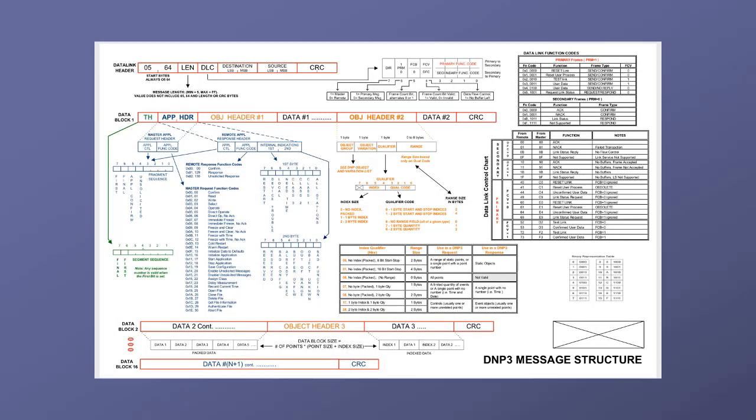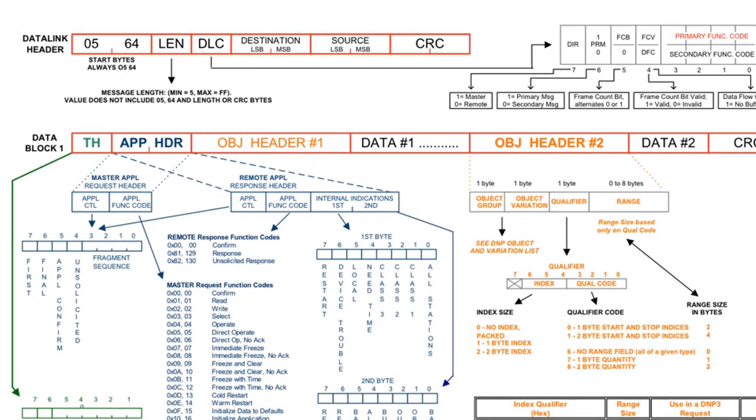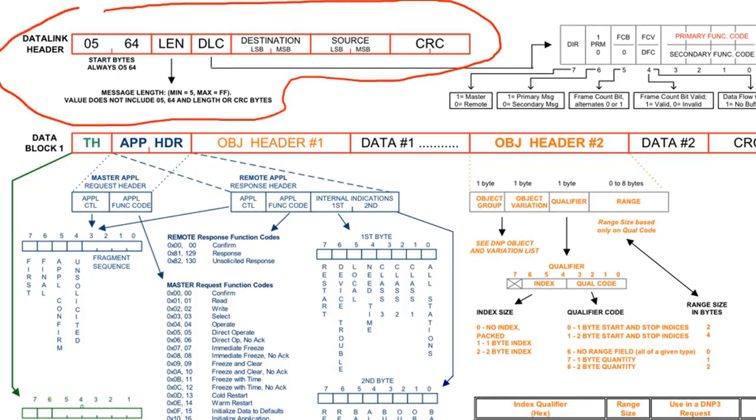So in this slide we have our DNP3 message structure. I like to call it our DNP3 breakout sheet. Up top here we can see our data link header. We've gone through briefly the data link header and looked at all the bytes and what each of these bytes means. So here's our 05, our 64, so this tells us it's a DNP3 message. Here's our length byte. Here's our data link control. So this is our breakout for data link control. Depending on which bits are set, we can determine what is happening with this message.